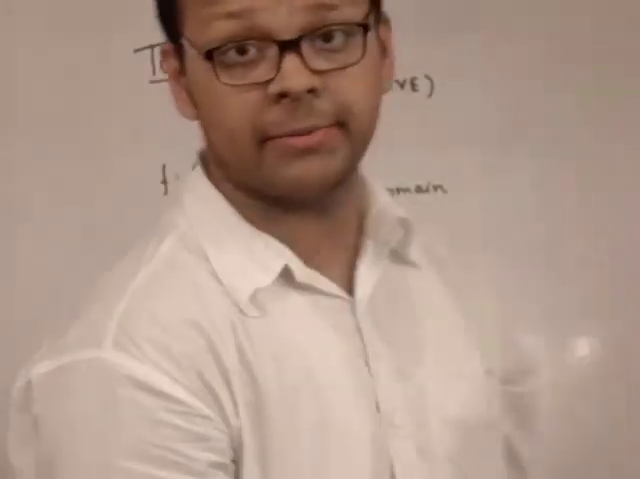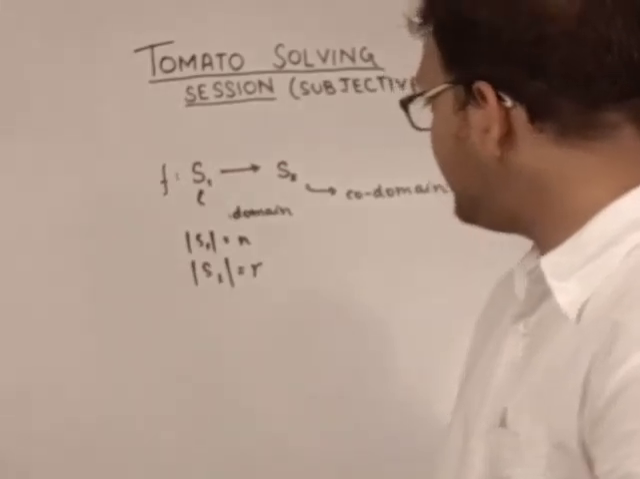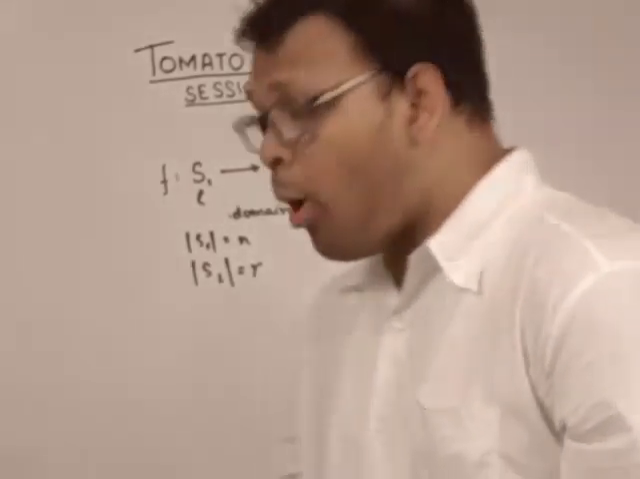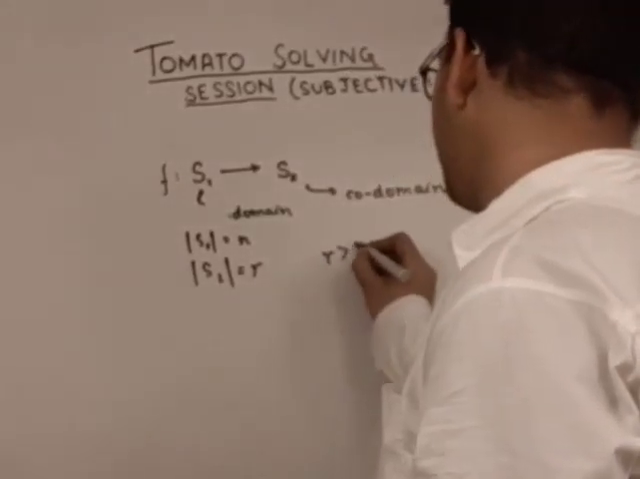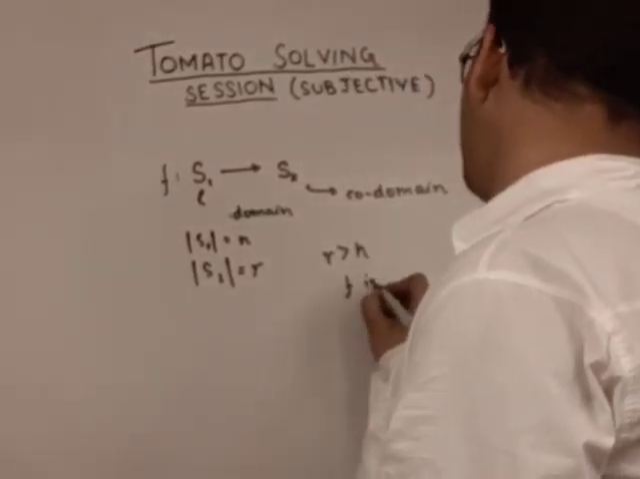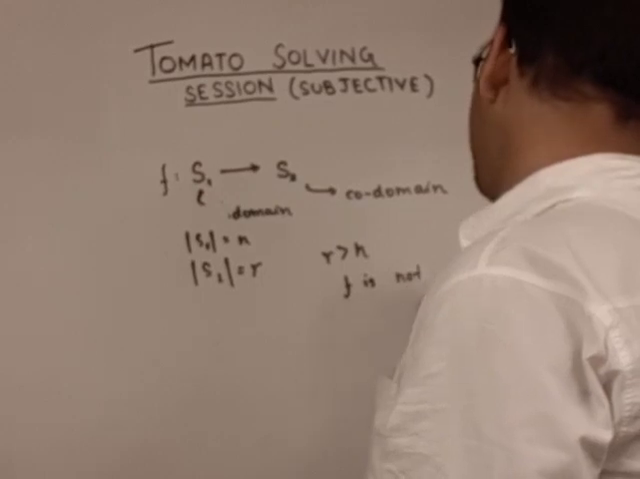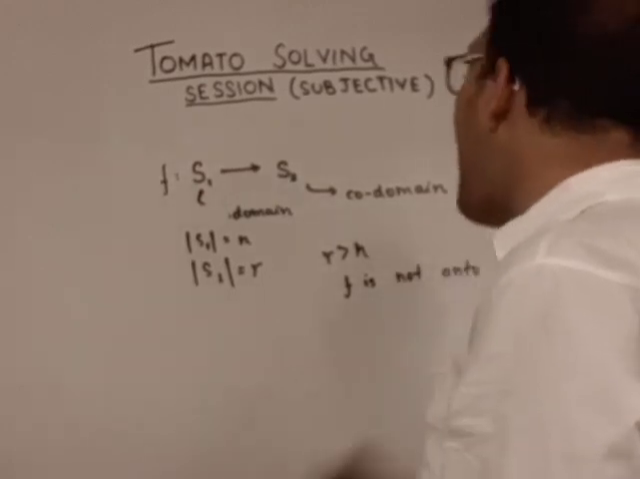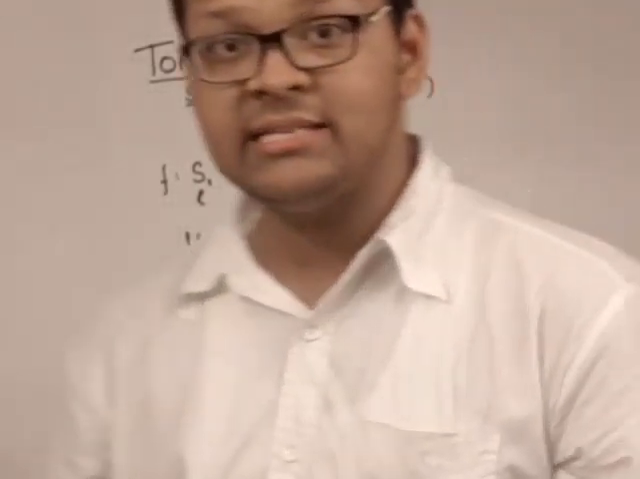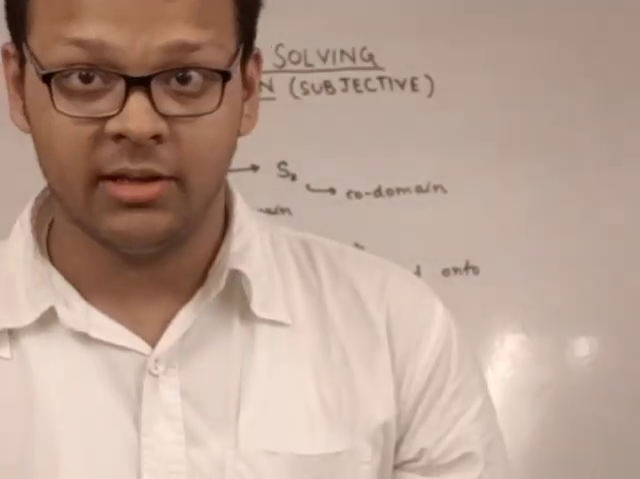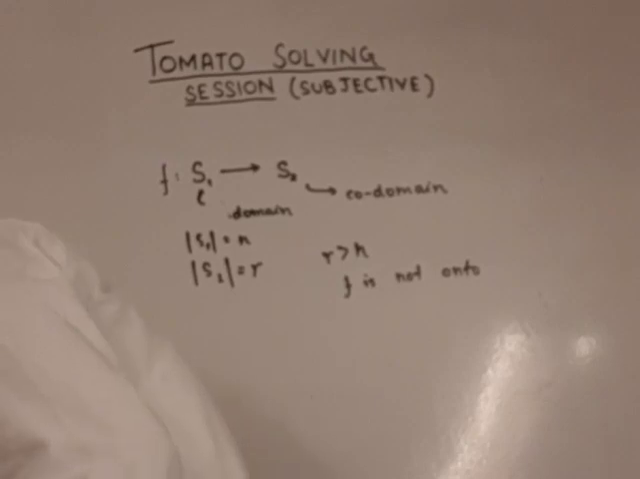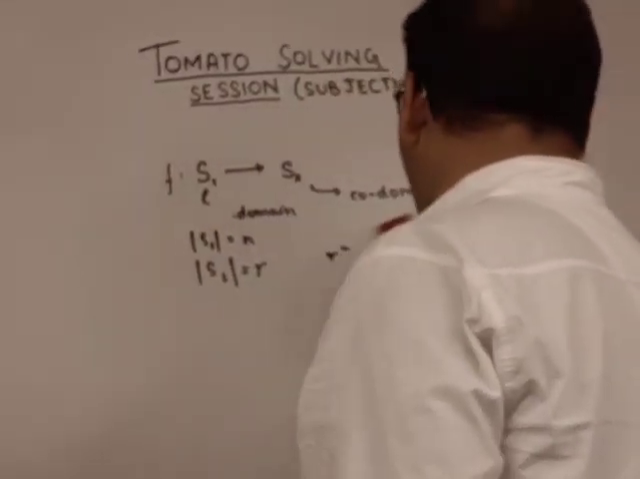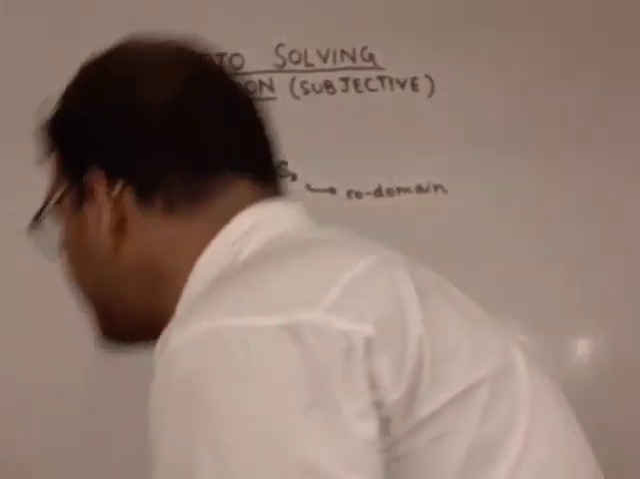So this is our work, that I need to calculate the number of elements. Now of course you can see that if r is greater than n, then f is not onto. You can very clearly see this. This is because if r is greater than n, then there exist some elements which are not mapped, and hence it cannot happen. So for an onto function, r must always be less than or equal to n.